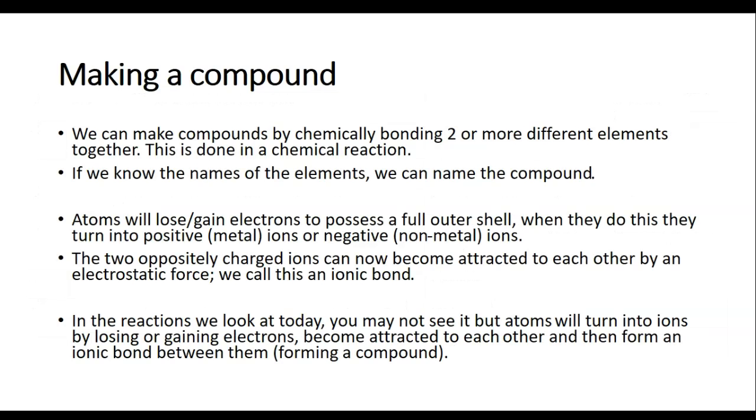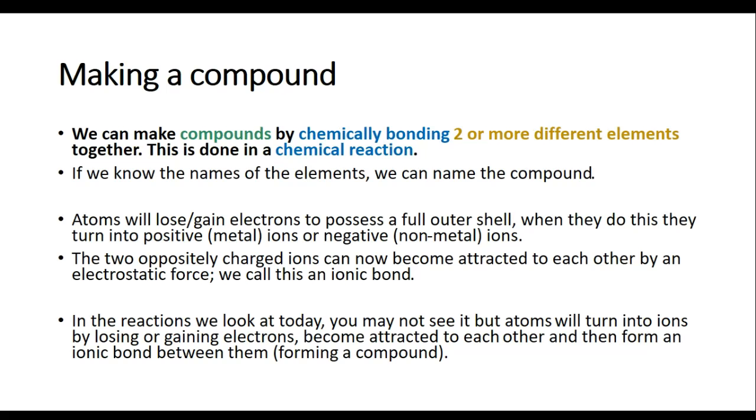Now today we are going back to compounds. We did have a look a little bit at reactions last lesson, and obviously reactions are how compounds are formed, but you can also have reactions where you have a compound already and you're then making a different compound. So we can make compounds by chemically bonding 2 or more different elements together. This is done in a chemical reaction.